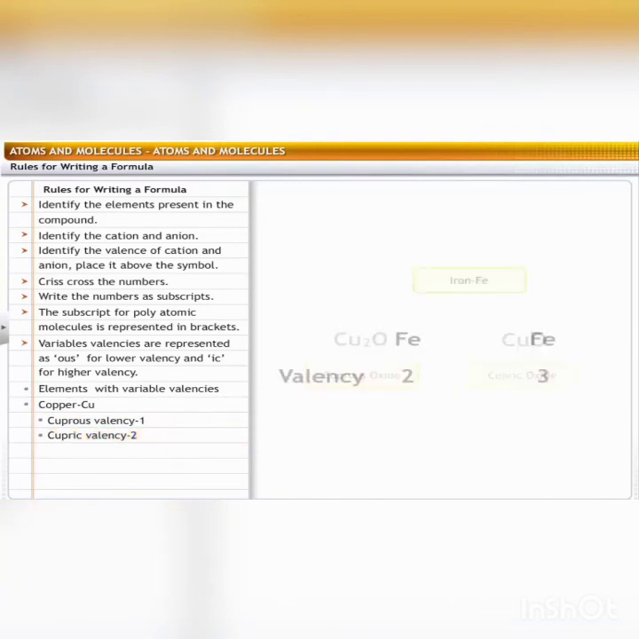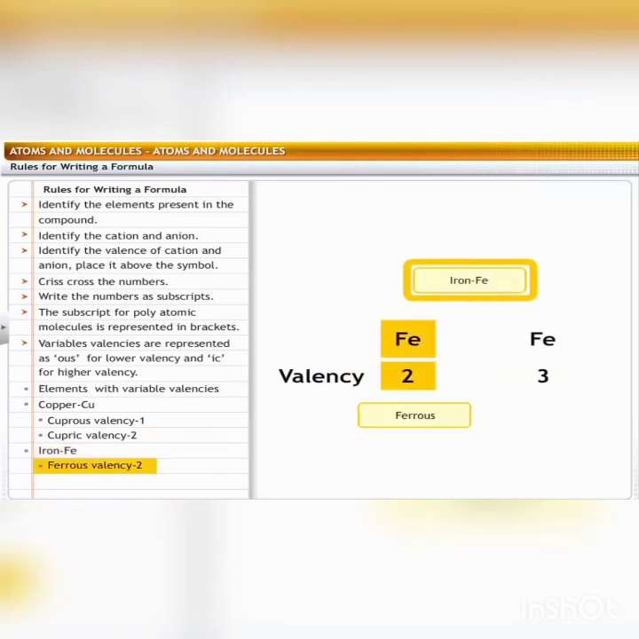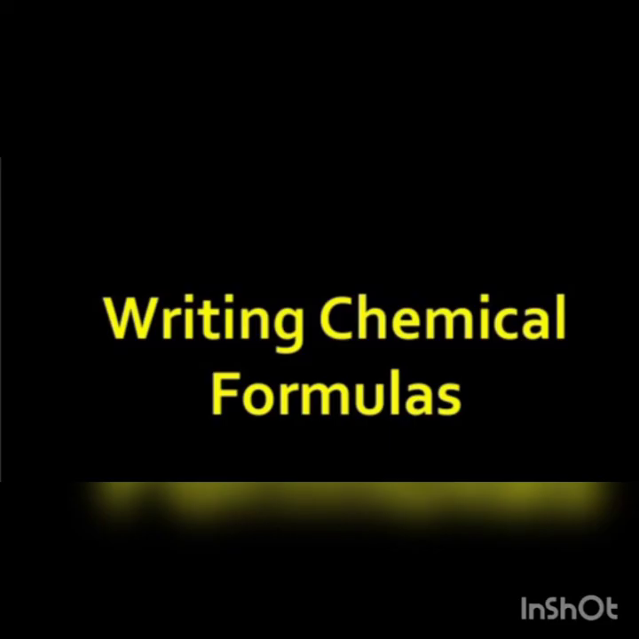Similarly, iron also exhibits variable valencies. Iron with valency of 2 is called ferrous and iron with valency of 3 is known as ferric. Let us discuss a few more examples in the next class.